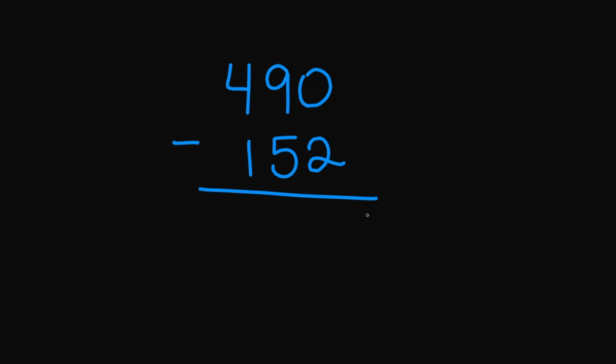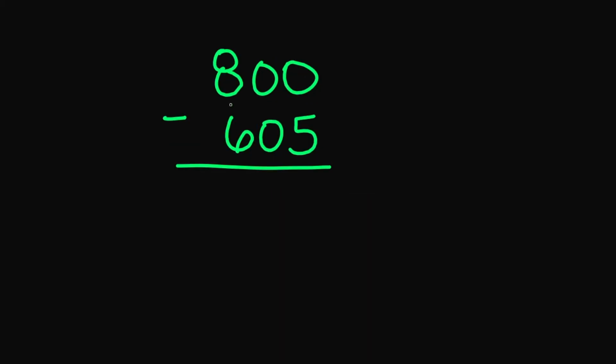490 minus 152. Let's start with the ones. 0 minus 2. Can't do that. I'm going to borrow from the tens place. This 9 is going to become an 8. This 0 is going to become a 10. So now you have 10 minus 2, that's 8. And then you have 8 minus 5, that's 3. And then you have 4 minus 1, that's going to give you 3. Final answer, 338.